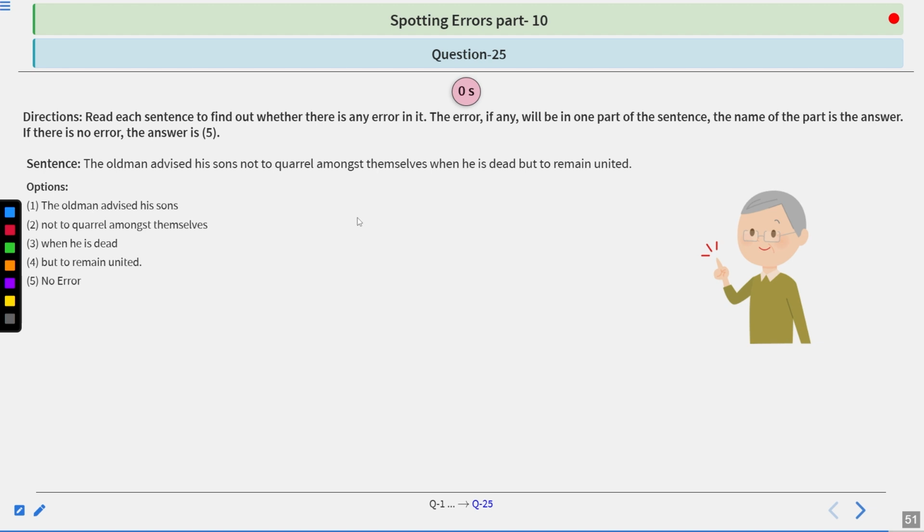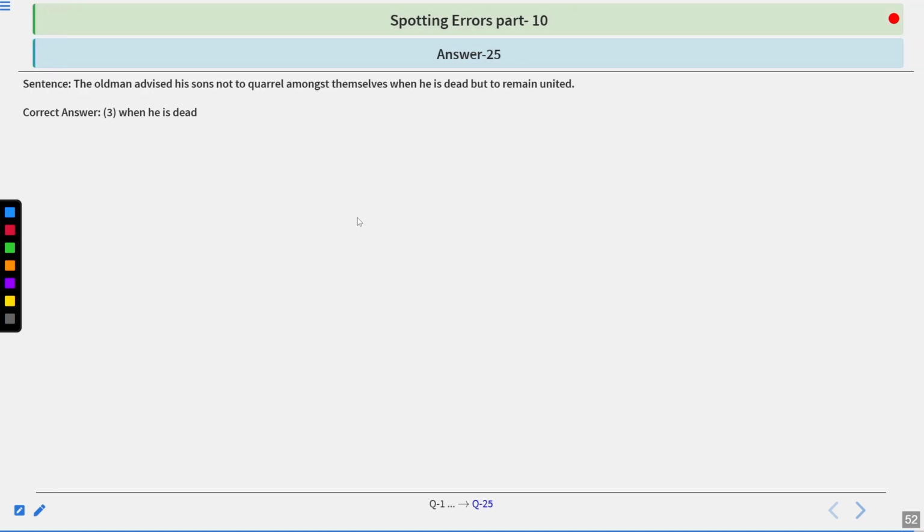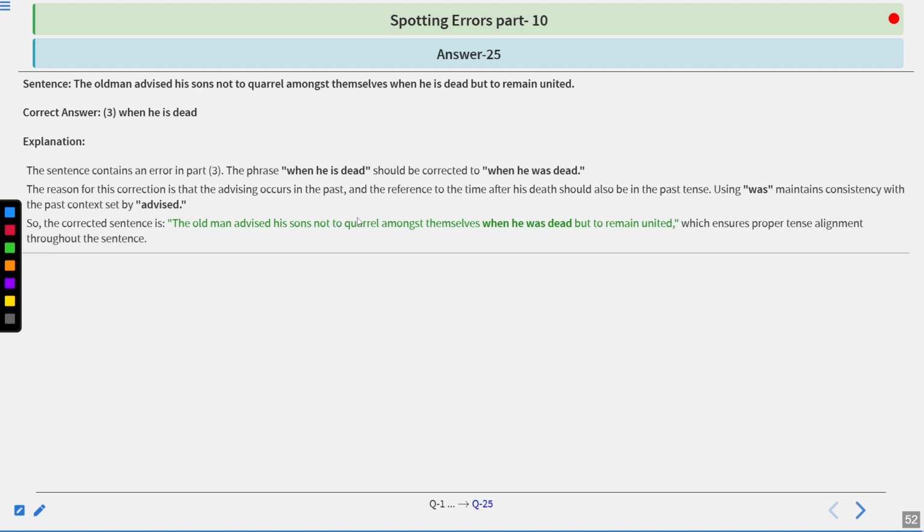I hope you have answered. Let's look at the correct answer. The correct answer is option number 3, when he is dead. The explanation is the sentence contains an error in part 3. The phrase when he is dead should be corrected to when he was dead. The reason for this correction is that the advising occurs in the past, and the reference to the time after his death should also be in the past tense.